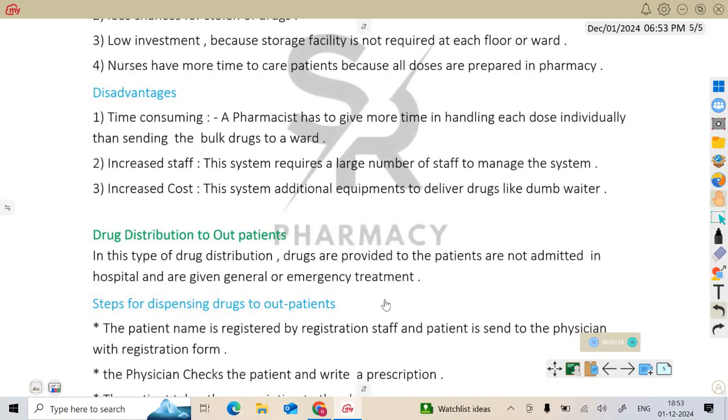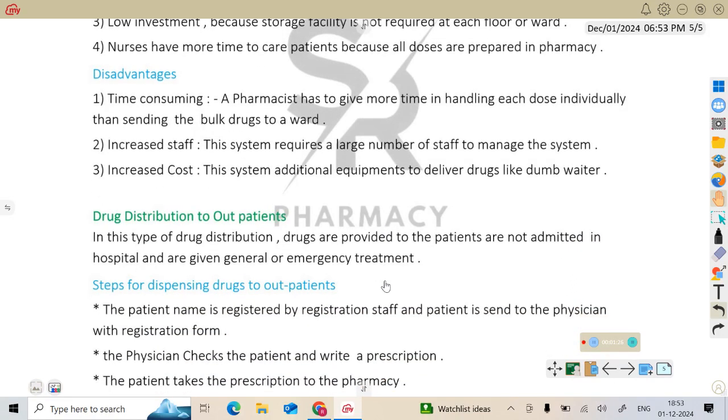In this type of drug distribution, the drugs are provided to patients who are not admitted in the hospital and are given generally for emergency treatment.